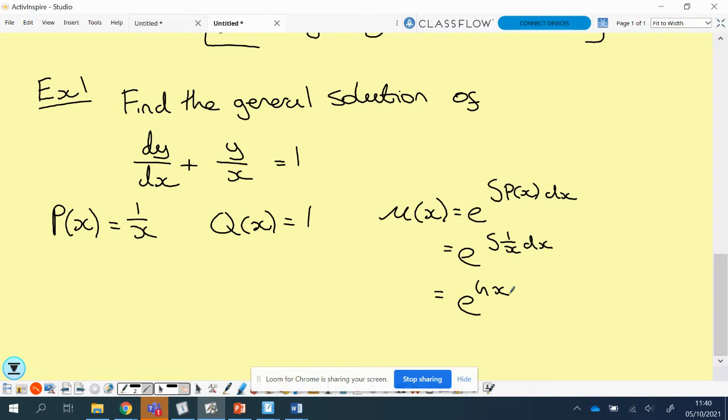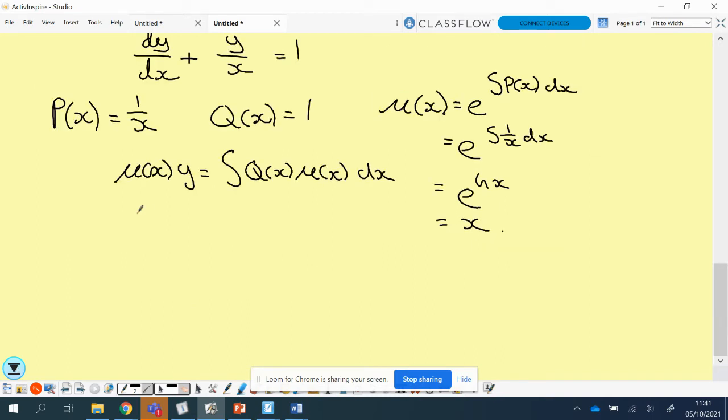So what happens if you take the exponential of log x? You end up with x. The exponential and log cancel out, so our integrating factor this time round just becomes x. Now if I want to put this into my equation, remember it was mu of x times y equals the integral of q of x multiplied by mu of x dx. So that's what I need to substitute values into now.